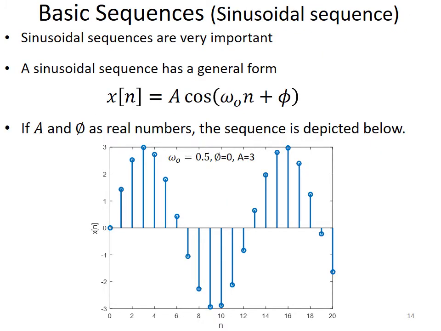Then the other type of signal that we discussed in continuous time was the sinusoidal signal. In continuous time we had t, and now we have replaced it by n in the discrete domain. So x of n equal to a cos of omega naught n plus phi, where phi is the phase angle, a is the amplitude of the sinusoidal signal, and omega naught is the frequency. And this is how it looks when plotted against n.